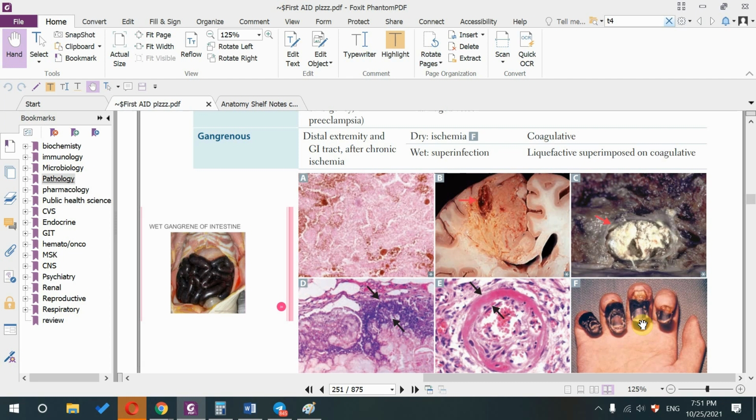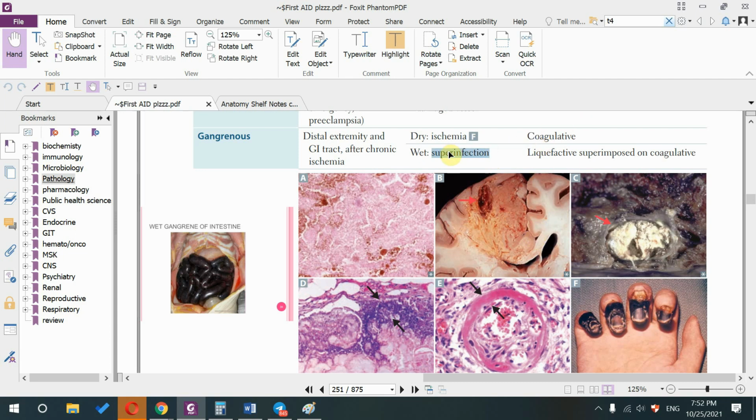Especially if they are between 30 and 50 years old. Funny enough, if they are more than 50, it doesn't happen. So the range is between 30 and 50. It's a type of coagulative necrosis. So if you do the histology, the architecture will be normal. While the wet type is superinfection, and it's liquefactive.